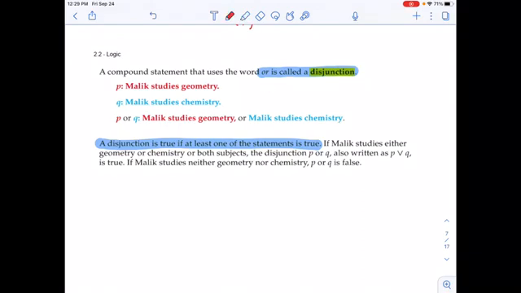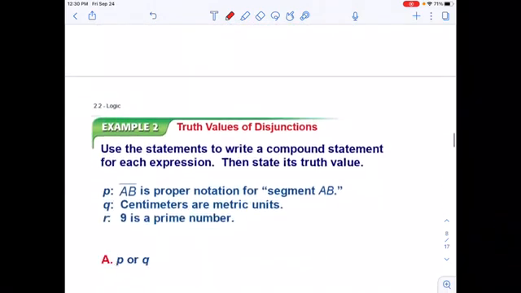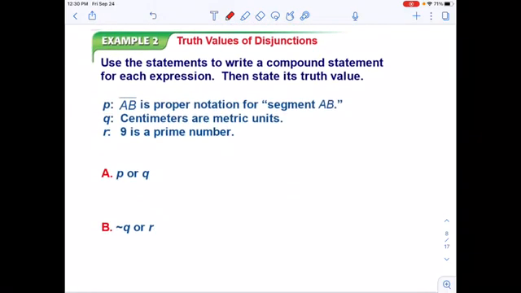Now, shorthand for or is similar to the and shorthand, but now it looks like a V. Okay? So let's try the or statements. Use the statements to write a compound statement for each expression, then state its truth value. So before we start, AB is proper notation for segment AB is true. Centimeters are metric units. 9 is a prime number is false, because 9 can be divided by 3. So now our compound statement is going to be compounded by the word or instead of and.